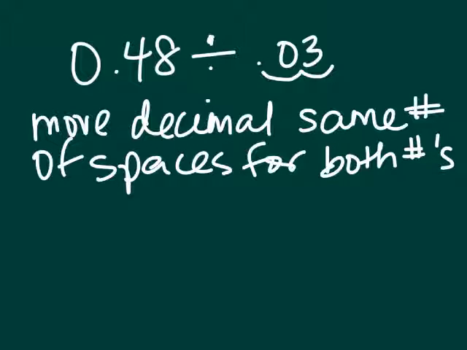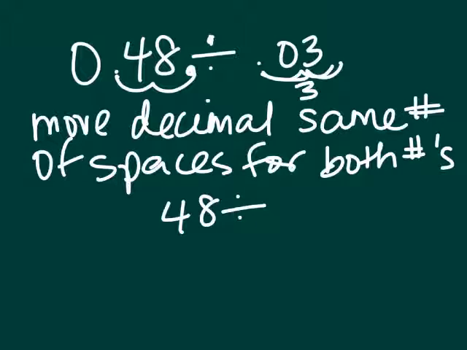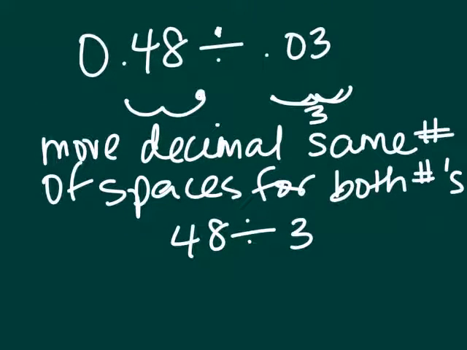Okay? So if I move it out 2 spaces here to make it a 3, then I need to move it out 2 spaces here, and that would make it a 48. So now what you really have is 48 divided by 3. Well, look at that. Now I don't even really have any decimals going on. They're at the end, but they're not something I really need to worry about.